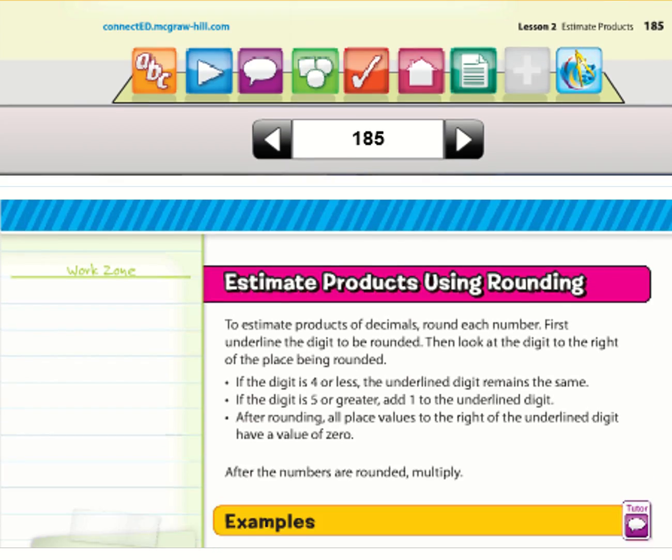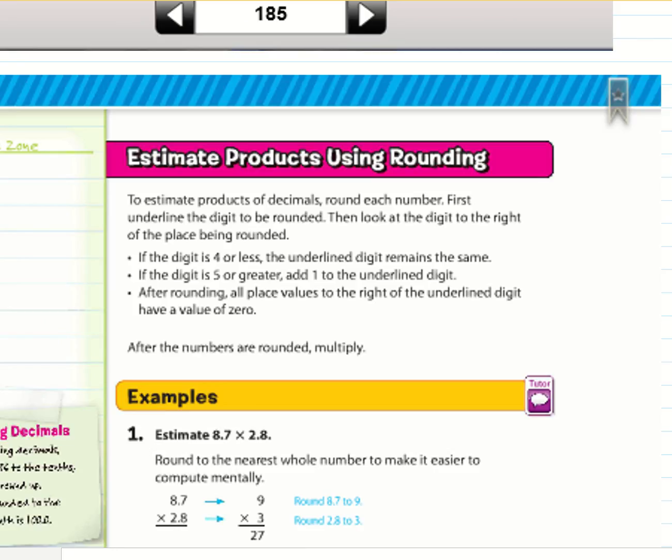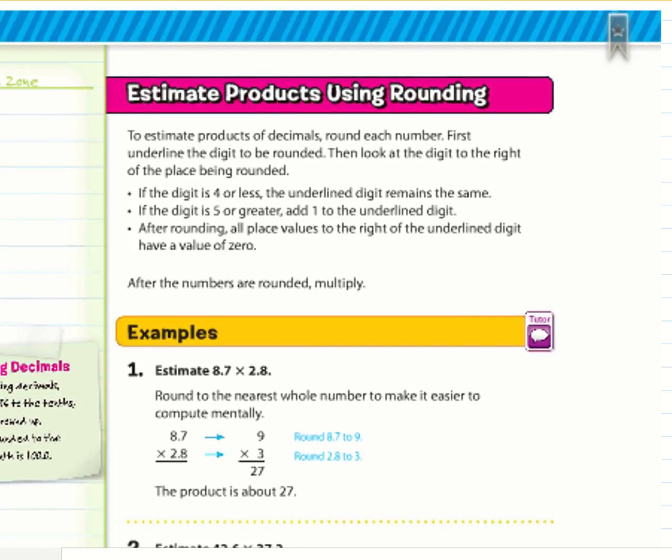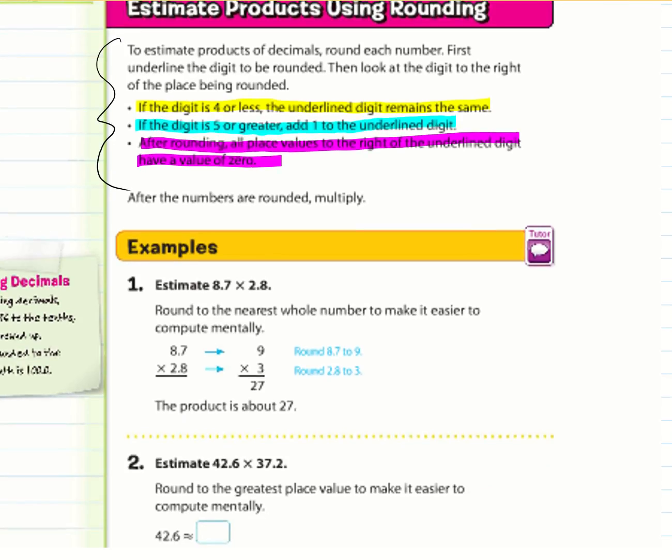So we're going to move on to page 186, and on the top of the page, it says estimate products using rounding. So this right here is going to be our set of rules with estimating and rounding. It says to estimate products of decimals, round each number. First, underline the digit to be rounded, then look at the digit to the right of the place being rounded. If the digit is 4 or less, the underlined digit remains the same. If the digit is 5 or greater, add 1 to the underlined digit. After rounding, all place values to the right of the underlined digit have 0 value. So we're going to explain that with example 1.